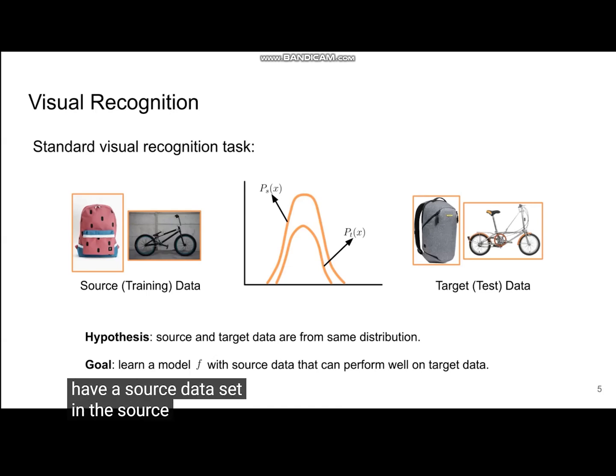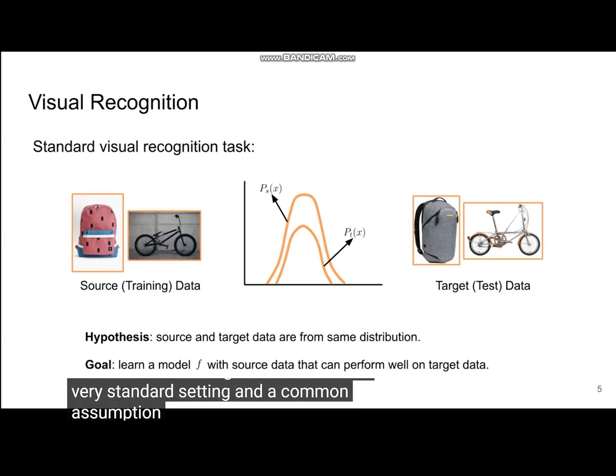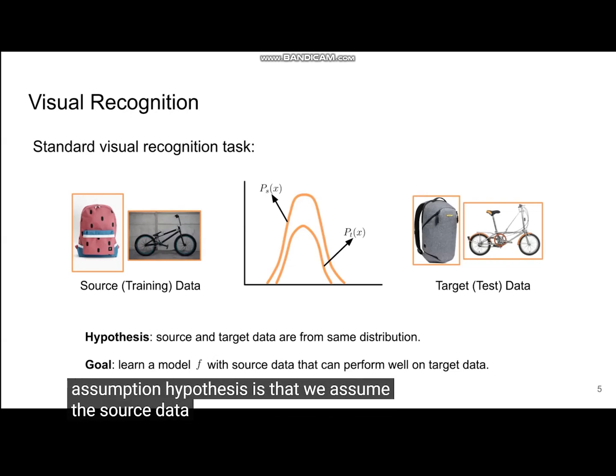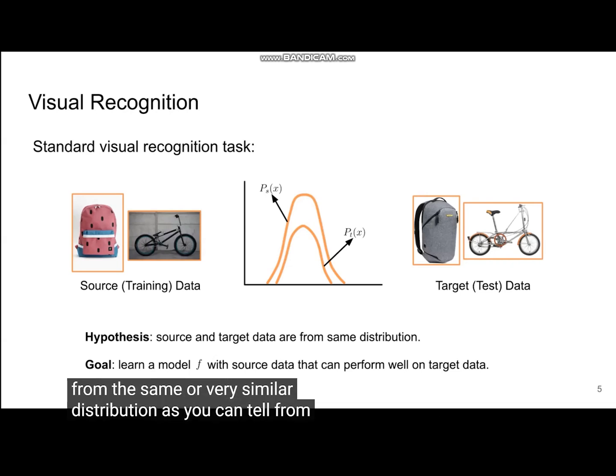In the source data set, we have images from multiple categories. This is very standard. And in most cases, those images are from one single domain. This is a very standard setting. And a common assumption or hypothesis is that we assume the source data and target data are from the same or very similar distribution.